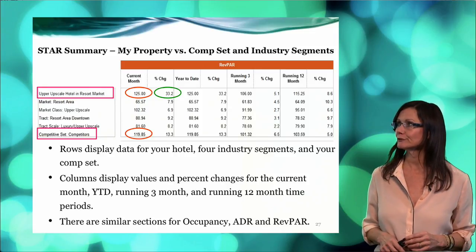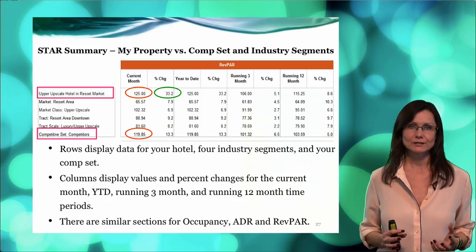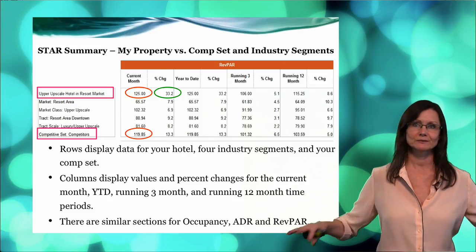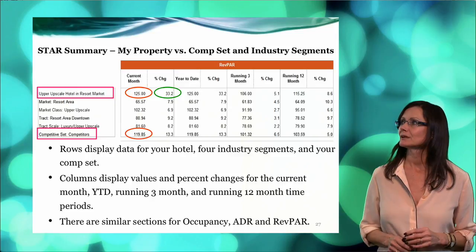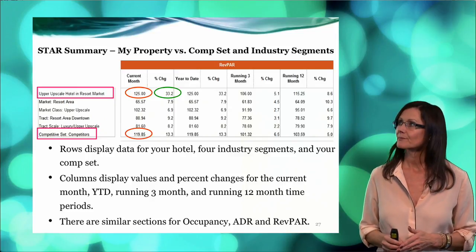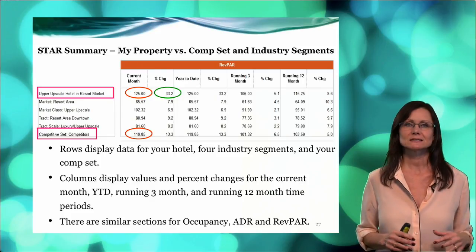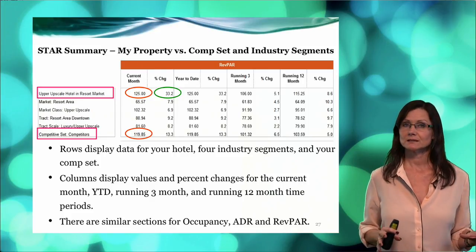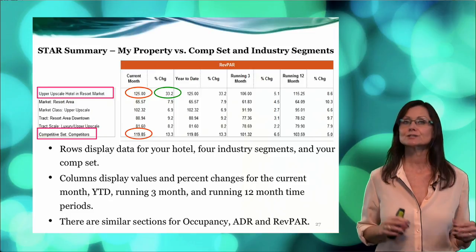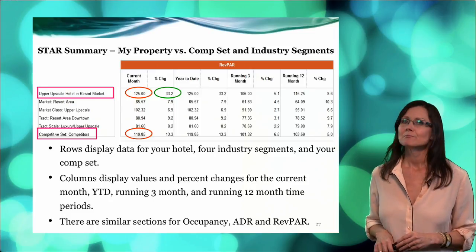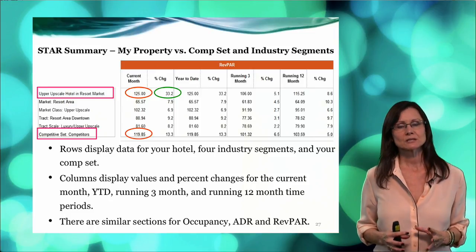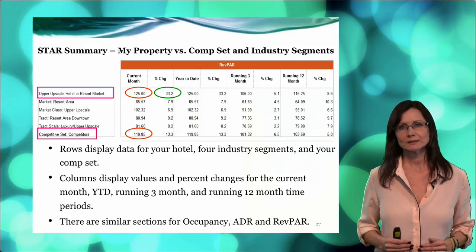Now, it's also given us average data for all hotels in the resort area. It's given us data for all upper upscale hotels, resort, urban, everyone, resort area downtown, and luxury upper upscale. So if you wanted to make those sort of comparisons between, you know, all upper upscale hotels to see how your average related, you could look at this report. But at the moment, we're really just interested in looking at our performance compared to the competitive set.